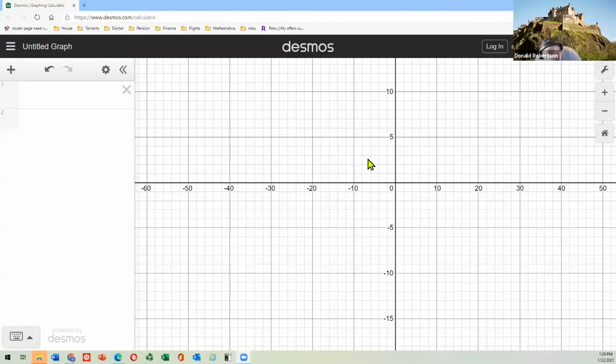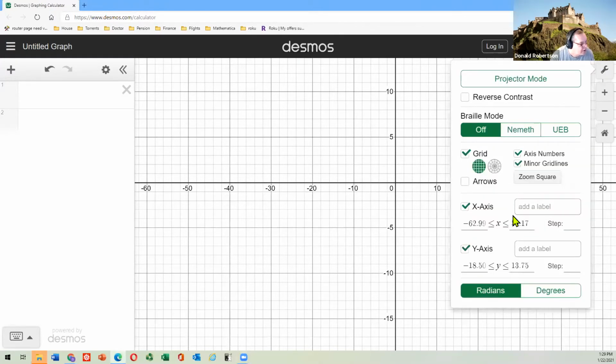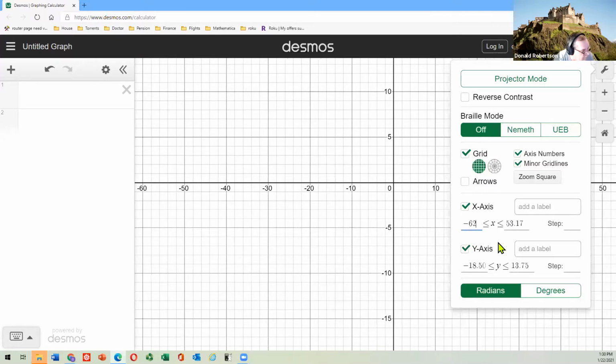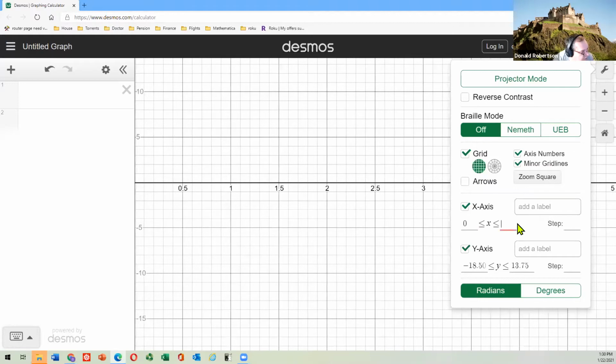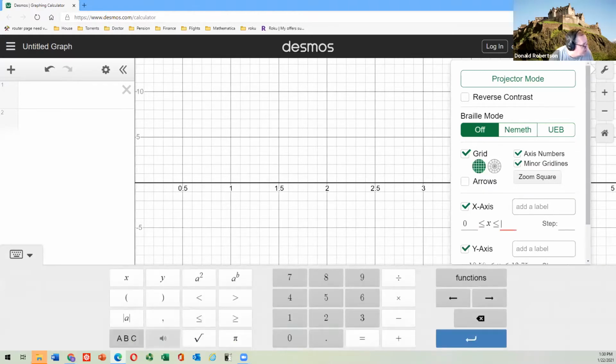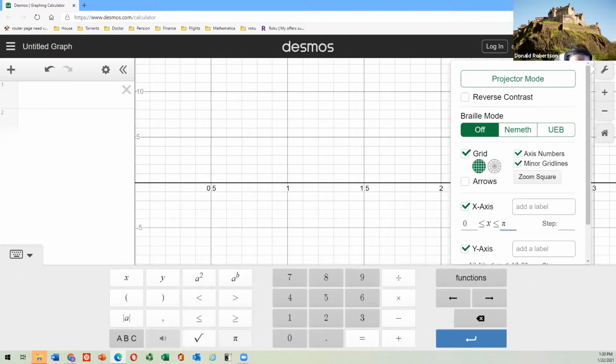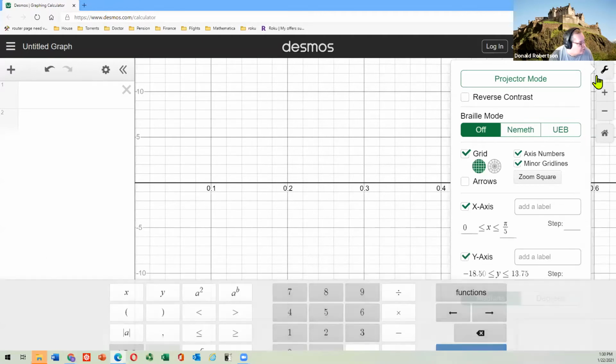I'm going to be a little bit careful here about how I set up Desmos. It told me in the question that x is going to go from 0 to pi upon 5. So I'm going to go over my little graph setting, and I'm going to make x 0. And I'm going to make the other guy pi upon 5. If I click on this guy, I can get the pi button and then just do divide by 5. And now I can close all those windows off.